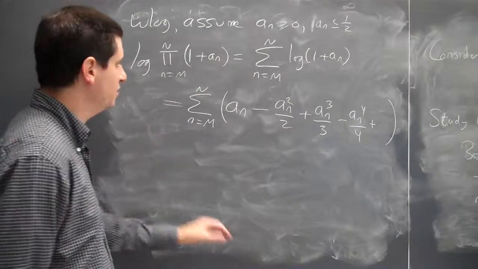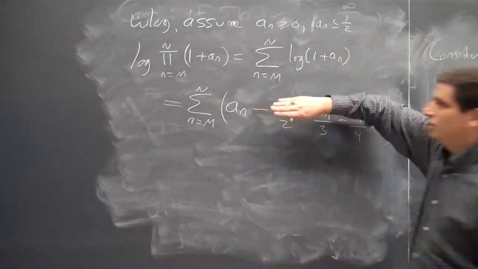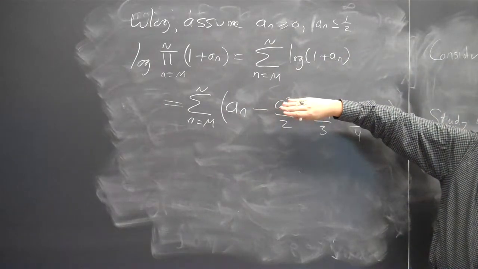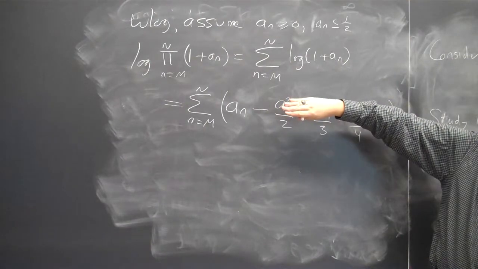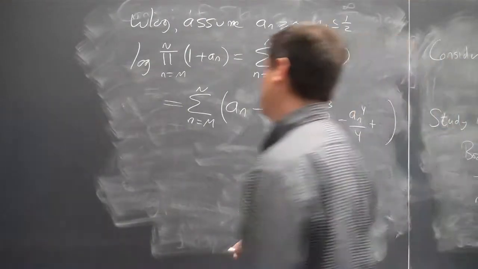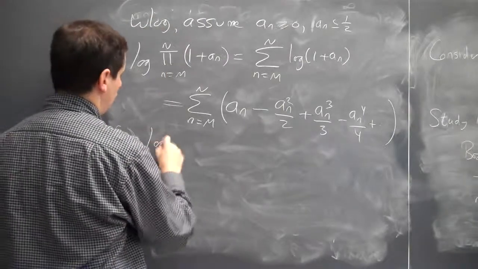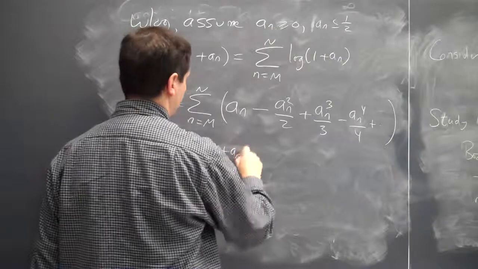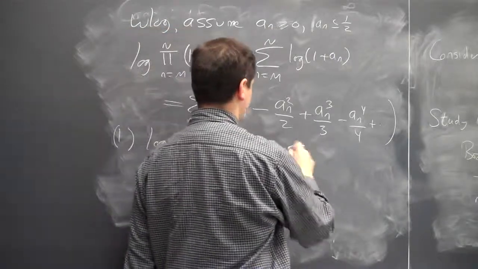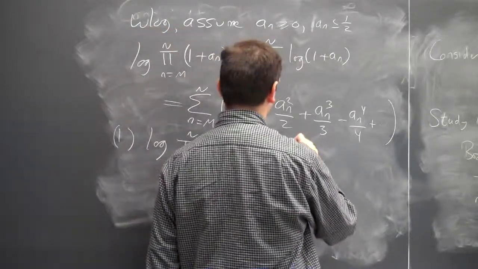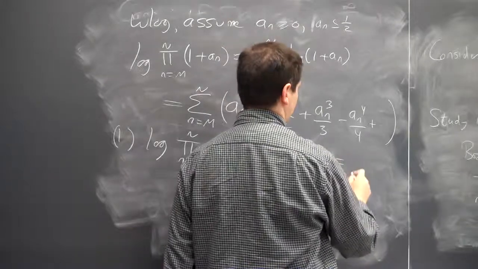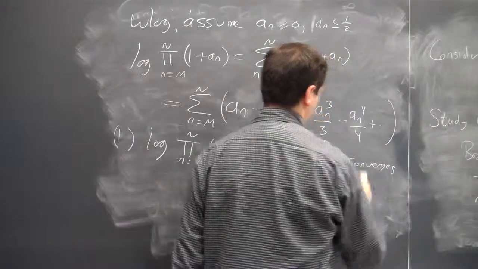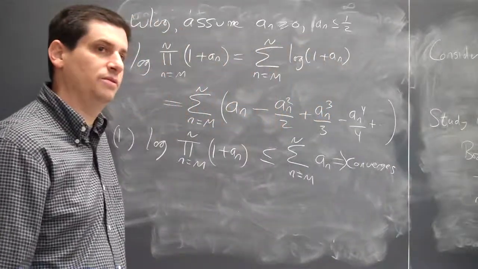One way to approach this is to say, screw this, drop off all the stuff over here, and that's an upper bound. I only need an upper bound. So if I drop all the terms, one approach is the log of the product, as n goes from m to n of 1 plus AN, is less than or equal to the sum from m to n of AN. And that converges. That's the simplest thing we can do.